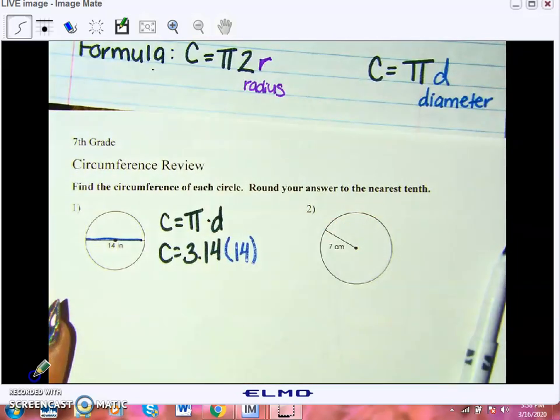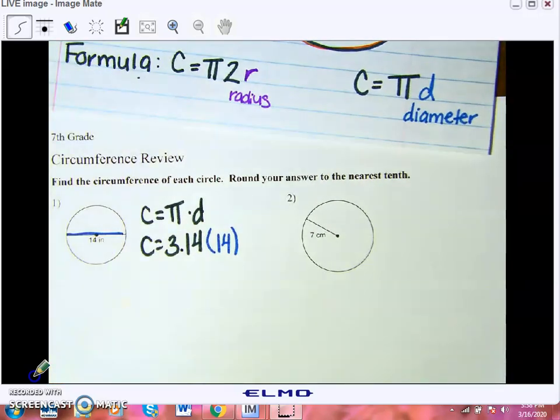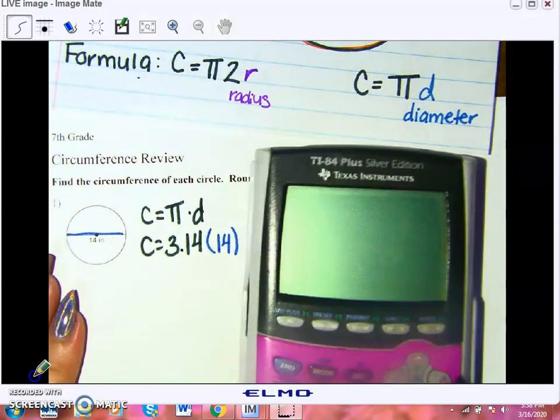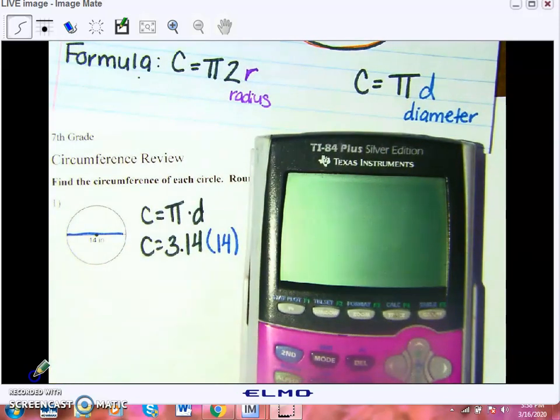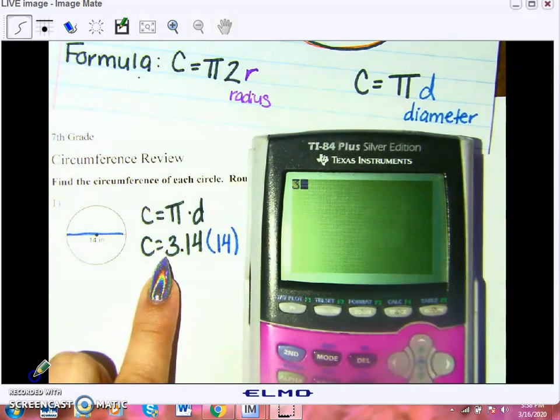So if you take out your phone, a calculator, you can even use Google's version of the calculator. You do not have to have the fancy calculator that I have, the TI-84, at all. The regular calculator will do the exact same thing. So the first part that we're going to do is 3.14 times 14. And that number comes out to be 43.96. And please remember that you need to round to the nearest 10th place.